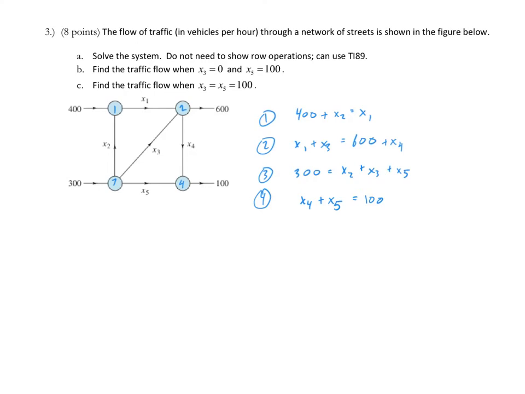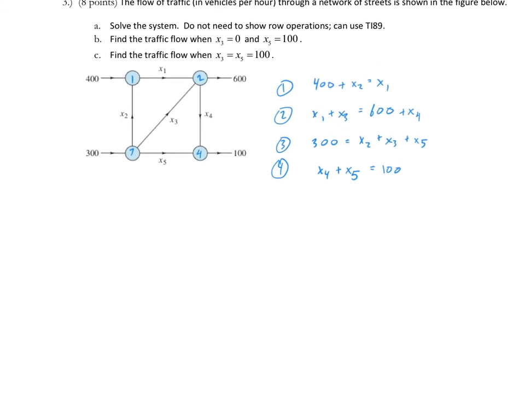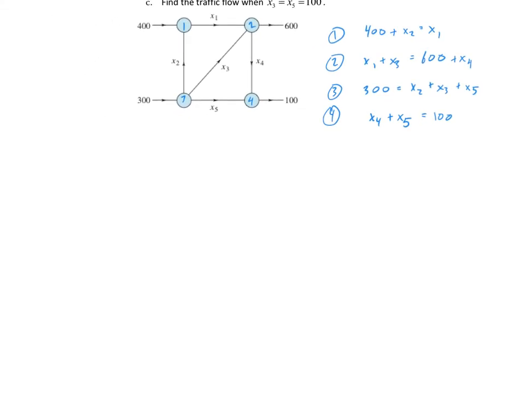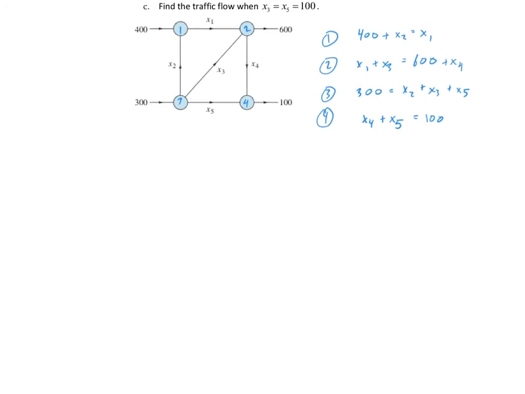I could rewrite each of these, and I think I will, just to look a little bit better for when I write my augmented matrix. So that's going to look like this. For the first equation, I want to write it as x1 minus x2, then I'll leave some space there, equals 400. So I'm just subtracting the x2 and flipping over the equal sign. For the second equation, I have x1 plus x3 minus x4 equals 600.